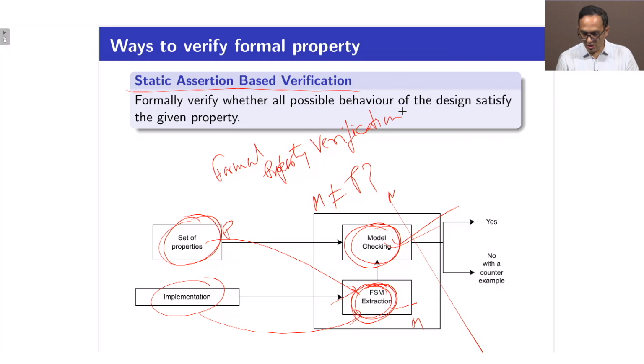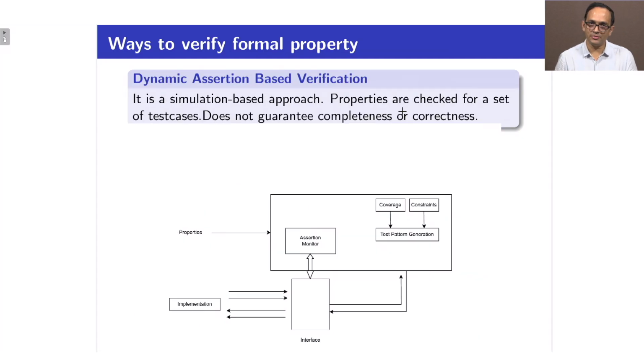Okay. So, the other one is called dynamic assertion based verification. It is just like your simulation, right. In simulation, what we do is create test cases and run the implementation. So, when you write a C program, let us say, what you do in your assignment is just create some test case, run it, and see whether your output is correct.